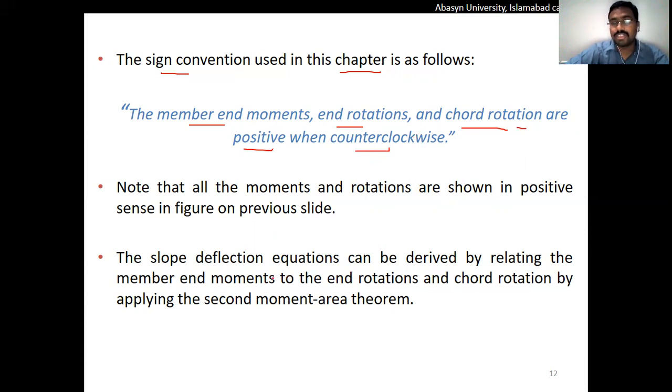Similarly, slope deflection equations can be derived by relating the member end moments to the end rotations and chord rotation by applying the second moment area theorem. The second moment area theorem can be applied to relate the member end moments with the rotations and chord rotations.